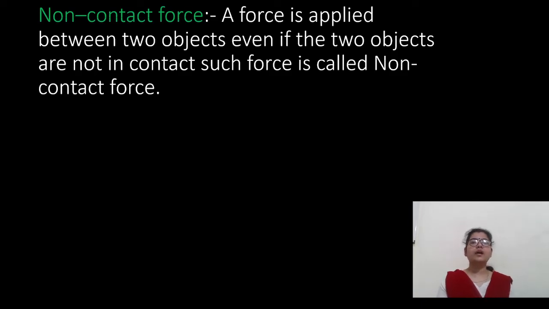Non-contact force. A force is applied between two objects even if the two objects are not in contact. Such a force is called non-contact force. For example, these two are objects, and a force is applying between these two, but these two are not in contact with each other. This type of force is called non-contact force, means both the objects are not in direct contact with each other.